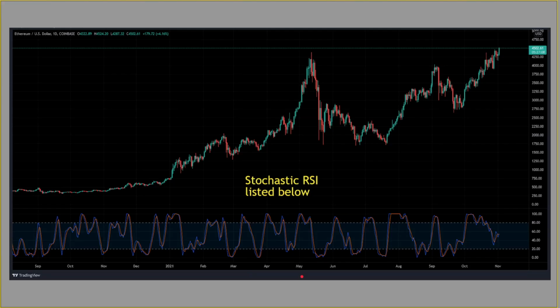So here's an example. This is Ethereum on the daily chart, and we see the stochastic RSI listed below, and we see several examples here of overall fluctuations in the market. Once again, this tool is best used when you have a strong understanding of market structure and support and resistance, right? This is best used as confirmation of what could happen based on the market itself and overall market structure.